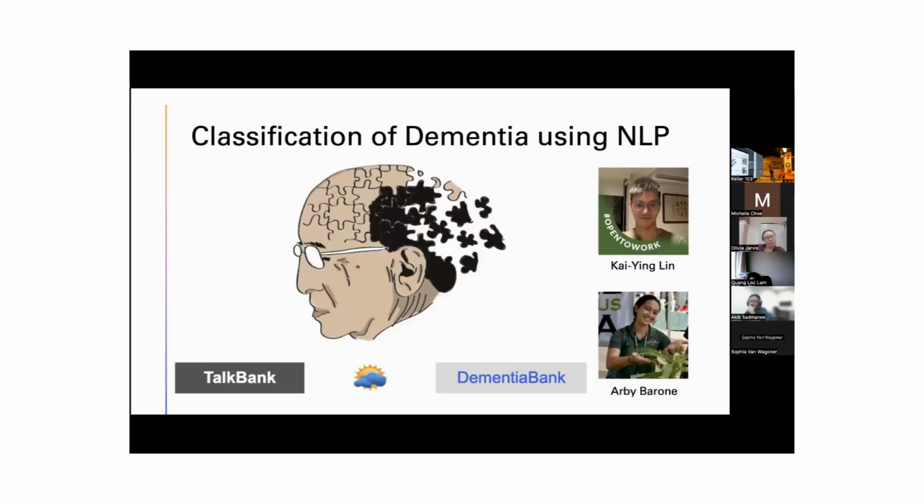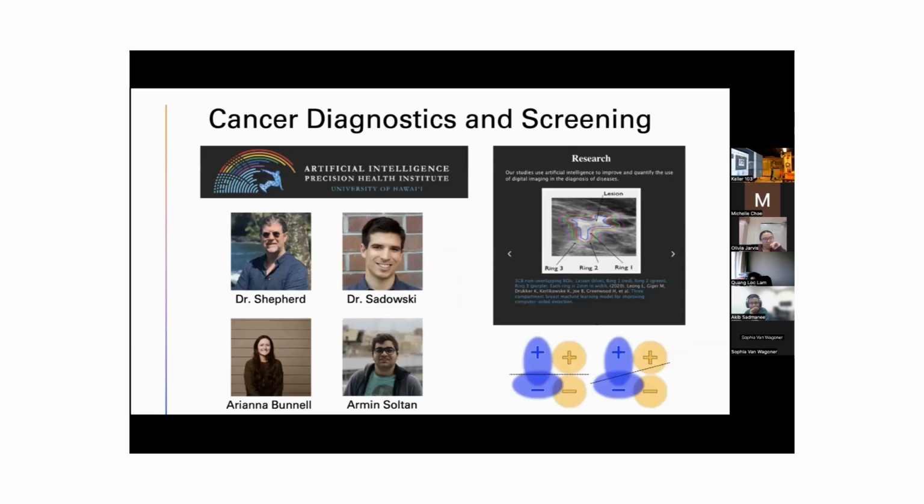Classification of dementia using natural language processing. A joint effort with Ai Lin and RB Barone, where they're looking at the Dementia Bank, which is a big data set curated by Carnegie Mellon, which is basically text from a bunch of people with dementia and without dementia, and trying to build machine learning models that could diagnose, or at least distinguish dementia from not dementia, from these data.